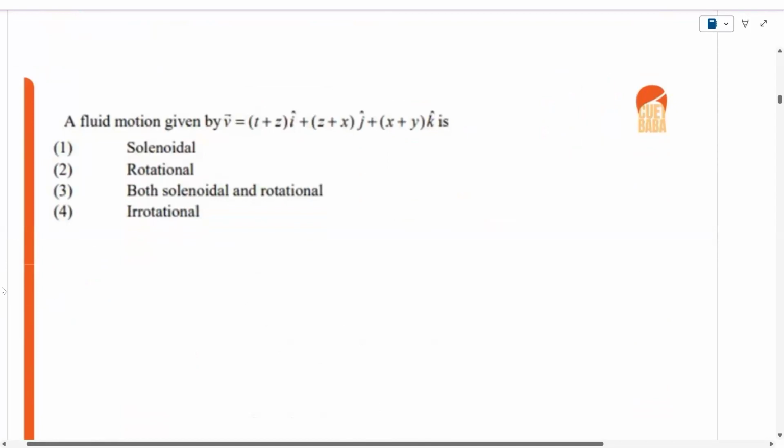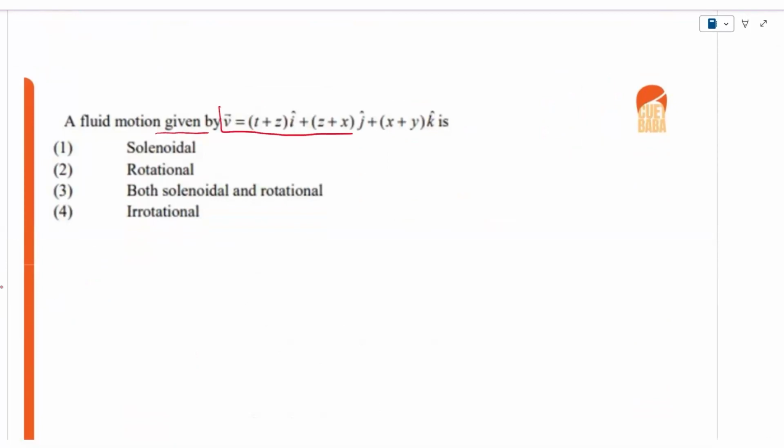Now here we have a fluid motion v equal to this much, and it is asking about solenoidal and rotational. So for solenoidal, if del dot v is equal to 0, that means it is solenoidal.